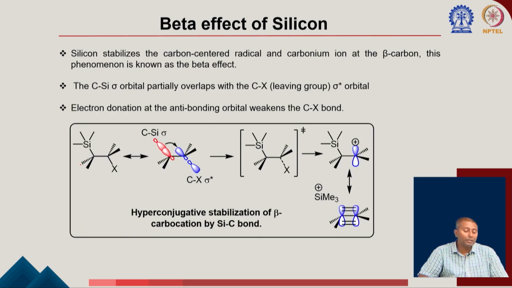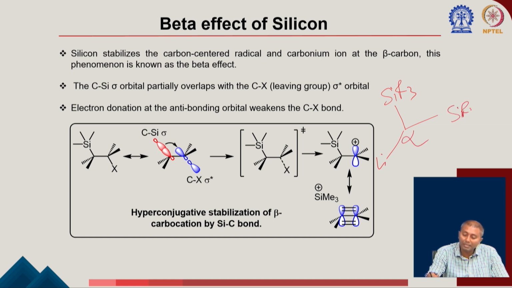And then the other important effect is from silicon. I talk about the silicon alpha effect, that means if you have a SiR3 at this position, this hydrogen can be abstracted to form the lithium. So, this is the alpha position. Now, we are talking about if you have this SiR3 and you have this beta carbon here, suppose you have some CR3 here, and this is the beta position. So, it is going to stabilize a carbocation at the beta position here.